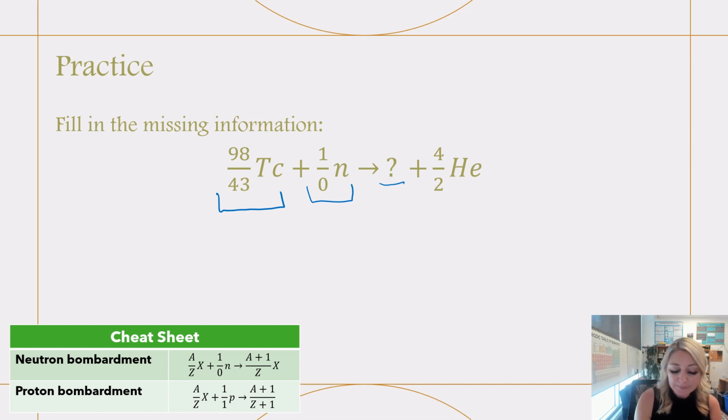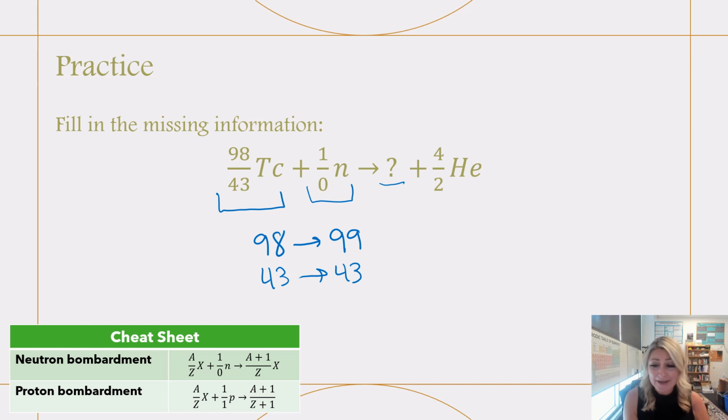So I know in a typical neutron bombardment, my mass will increase by 1. So instead of having 98, I'll have 99. I know that my atomic number does not change because I'm not adding a proton, I'm adding a neutron. So if I hadn't also produced an alpha particle, this would be the identity of my species, atomic number 43. But it's not because I have an alpha particle. So let's remove that mass and remove those protons so we can find the identity of what's missing.